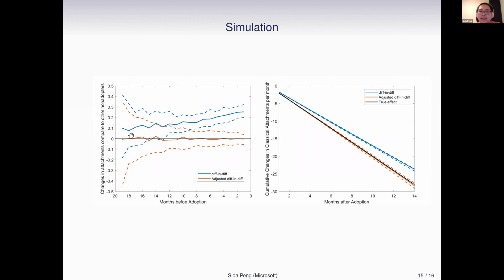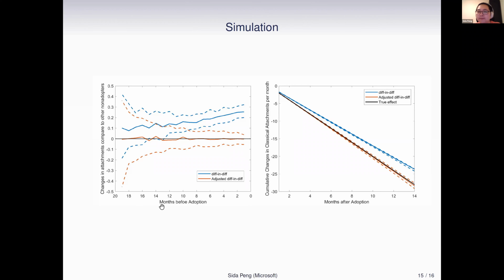On the other hand, if we plot this estimate using the adjusted Diff-in-Diff estimate, you can see it is almost centered around 0, which means the parallel trend assumption has been resolved. Here the axis is reversed. This is 0 months till your adoption, this is 1 month till your adoption, this is 2 months before your adoption, 3 months, and so on.